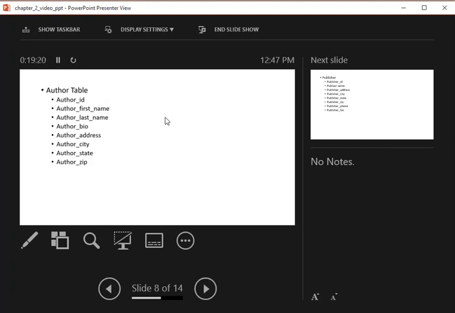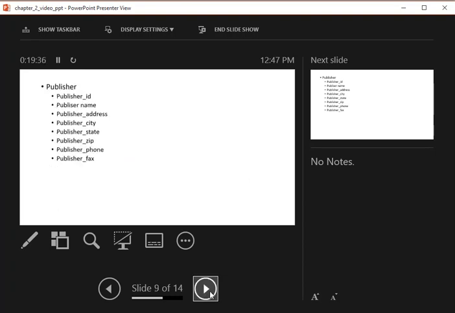So here's that author table. Like I promised, it has an author ID to uniquely identify all of our authors in the table. It'll have their first name, last name, their bio, their address, city, state, zip, their picture, etc. So these are all the attributes that describe the entities in the author table. Publisher, again, is mostly contact information that we're going to have on file to describe the entities in our publisher.